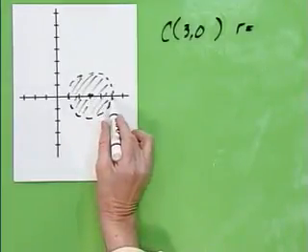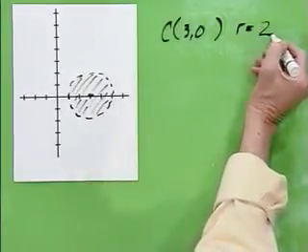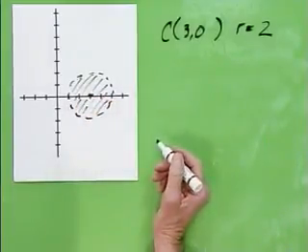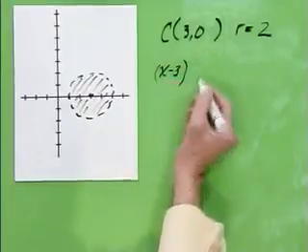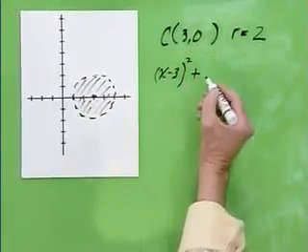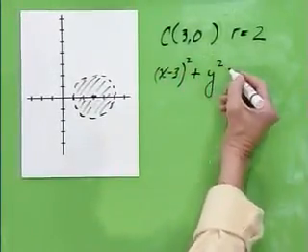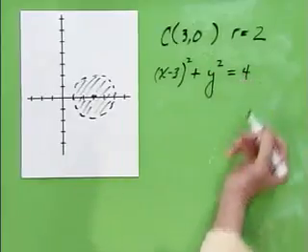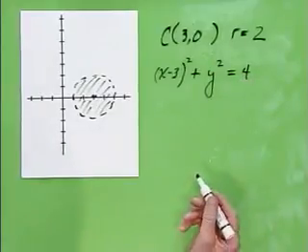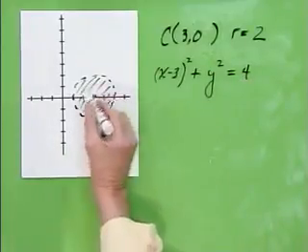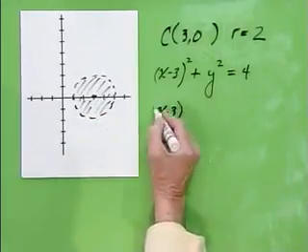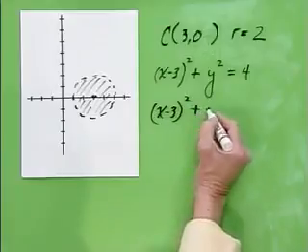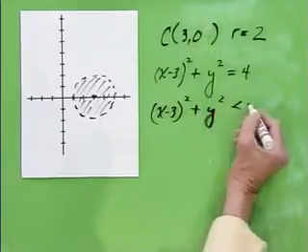Looks like the radius is 2. So the equation of the circle, if I had drawn a circle, would be (x - 3)^2 + (y - 0)^2, I'll just put y^2, = 4. But if you want the interior of a circle, then you make this (x - 3)^2 + y^2 < 4.